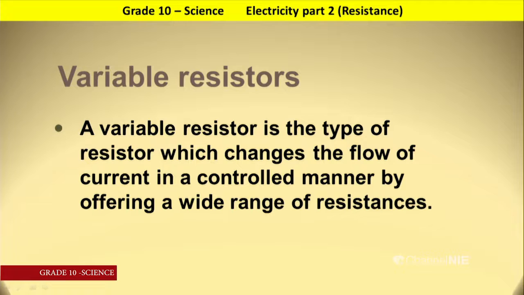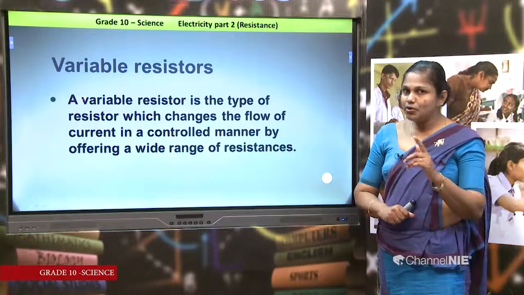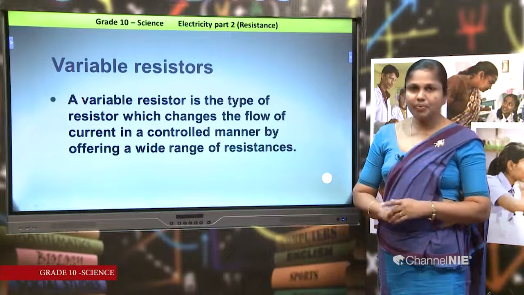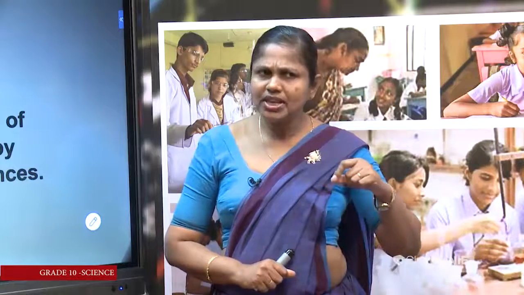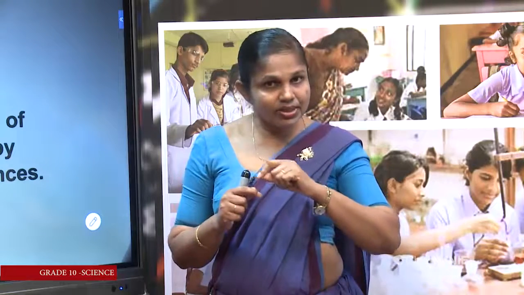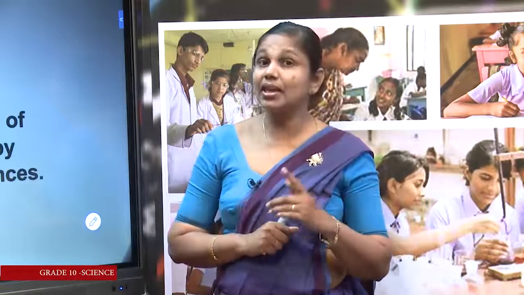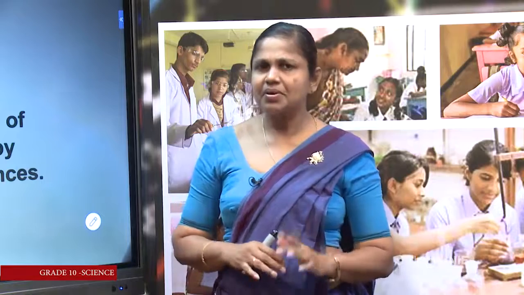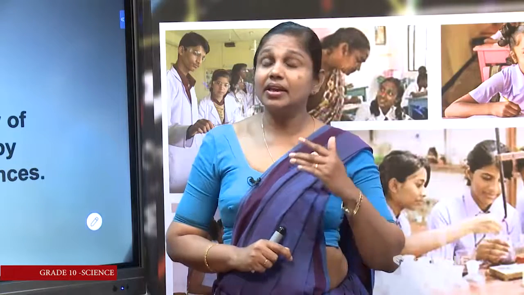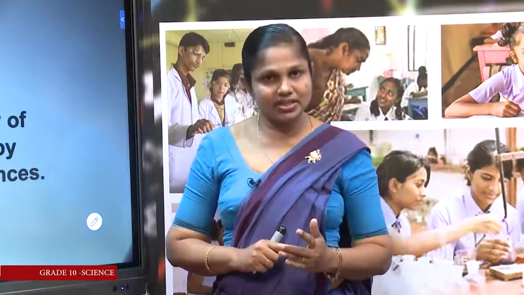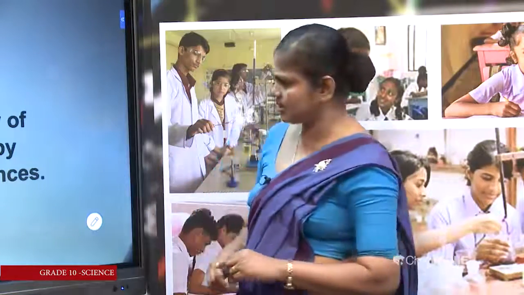Just remind the activity we did in the previous lesson, children, under Ohm's law. To prove Ohm's law, we used a rheostat. Can you remember? The rheostat was adjusted to change the current flow in the particular circuit. That means the rheostat is a variable resistor that can change the resistance in a circuit. There are a few types of variable resistors, children.